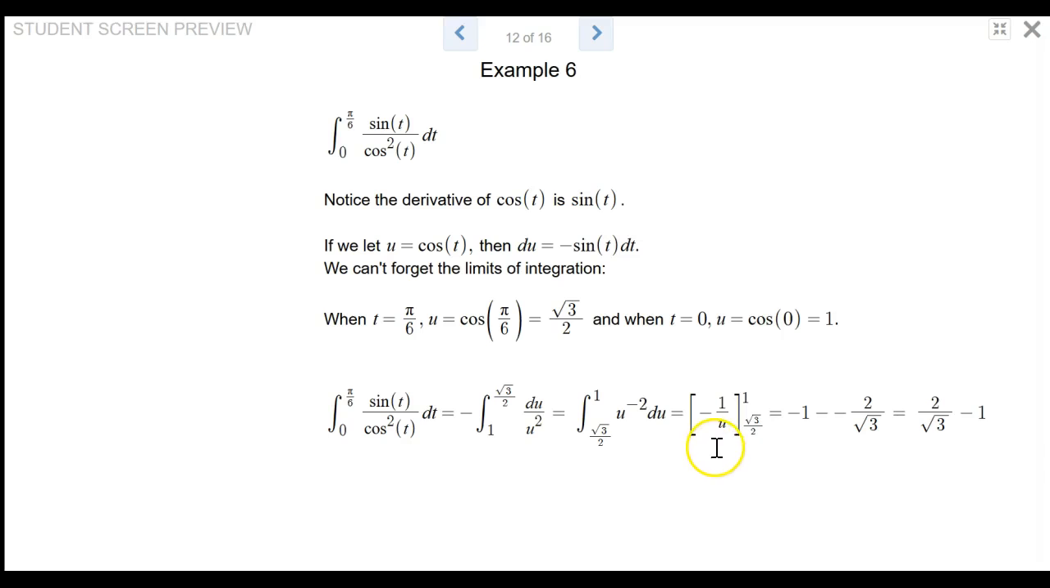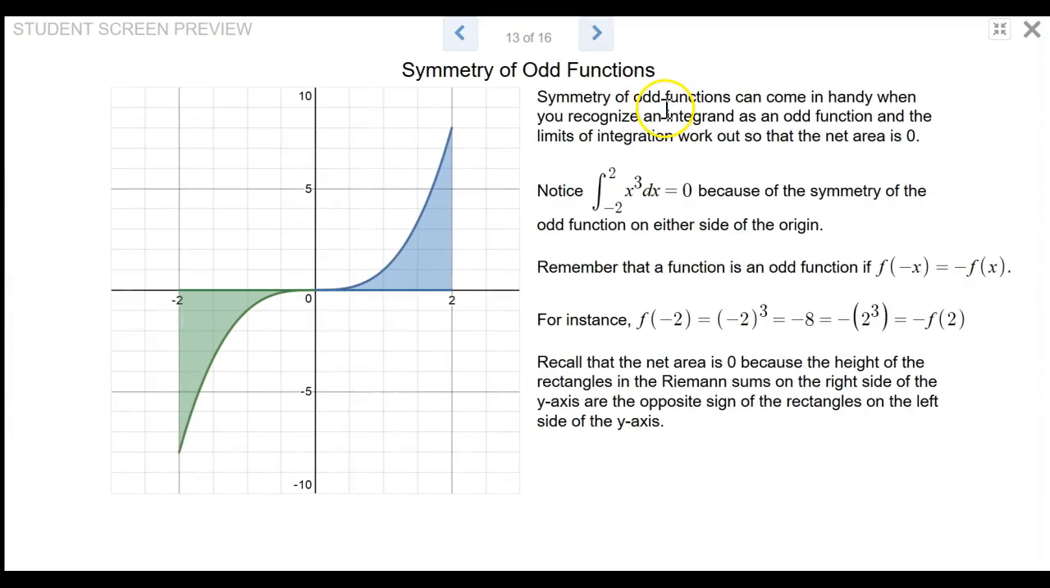So at this point, we could have substituted back so that our antiderivative was minus 1 over cosine t, and then evaluate it at the original limits. But that's an extra step that you don't really need to do. Oftentimes it's easier to just find the new limits of integration and evaluate your antiderivative in terms of u.